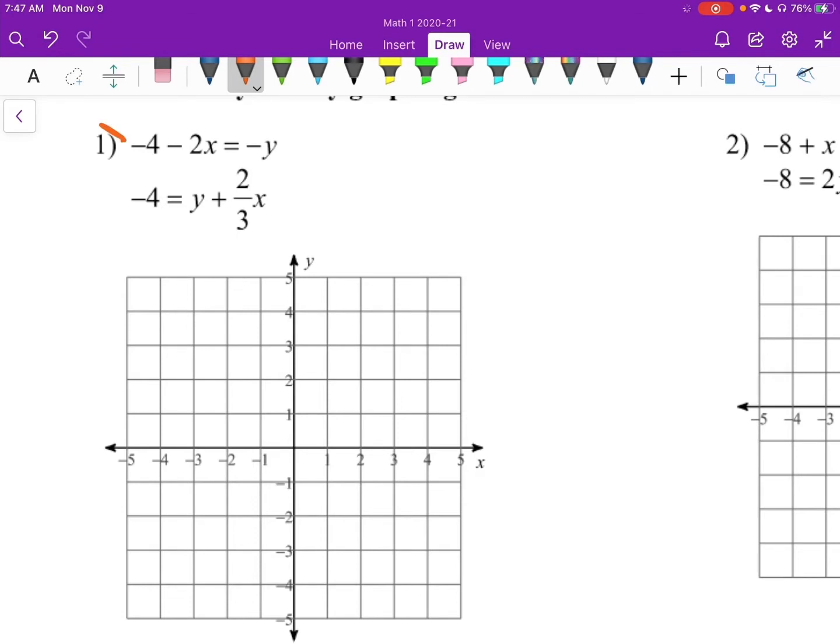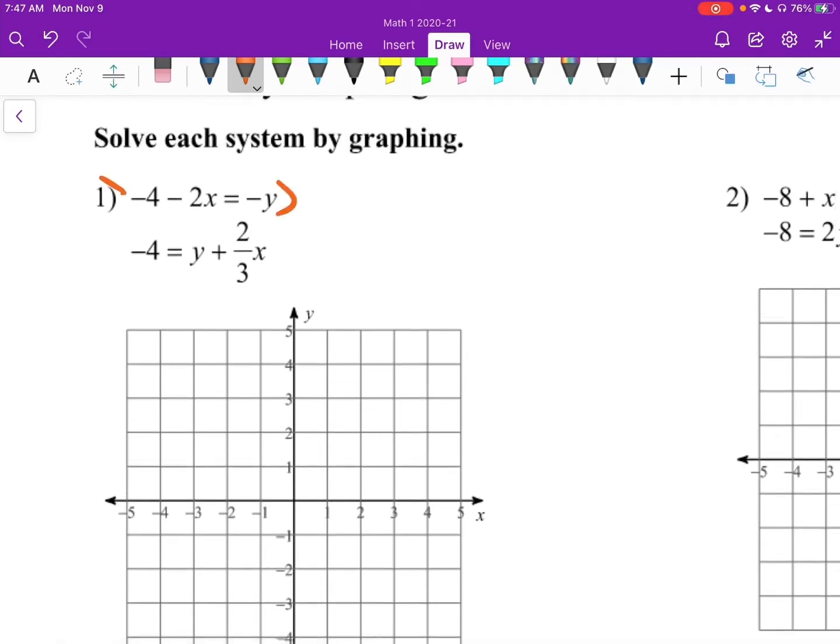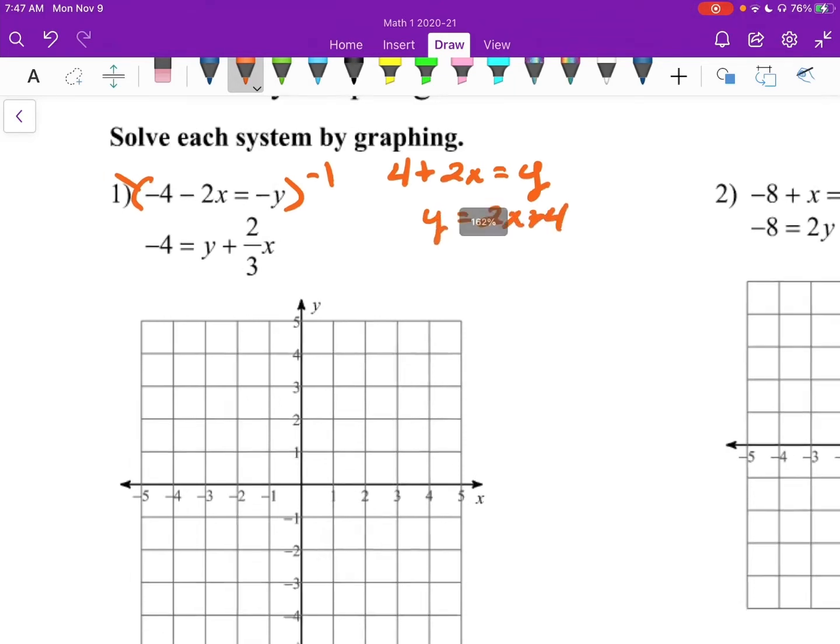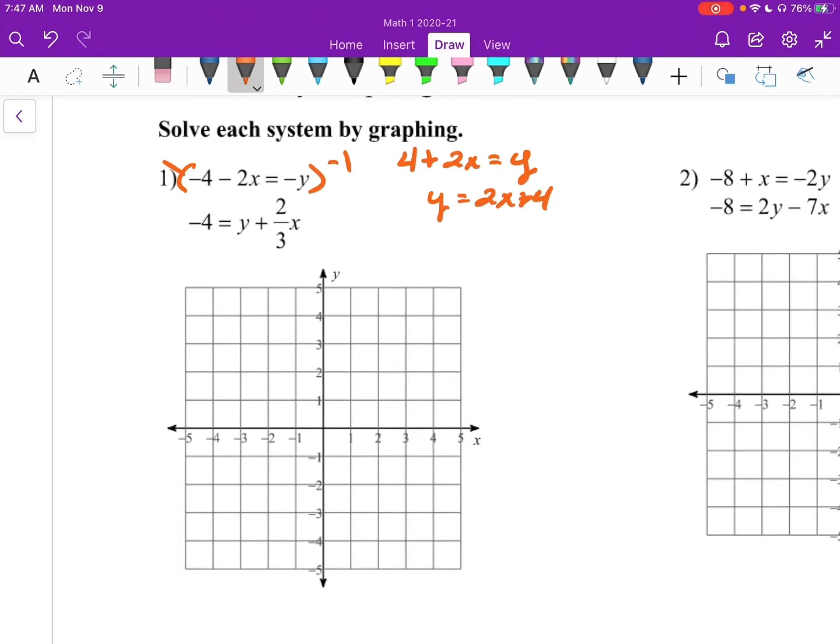So this first one here, I'll say, well, what if I multiplied everything by -1? That would make my y on the right side positive, and then I'd have y equals, so it'd be slope-intercept form. So if I multiply through by -1, I'm going to have 4 plus 2x equals y. And I could flip that over and say, well, y equals 2x plus 4, right? And that's an easy line to graph. My intercept is 4, and my slope is 2. So up 2 over 1, I can't do that, but I can go down 2, left 1. And there's my line.